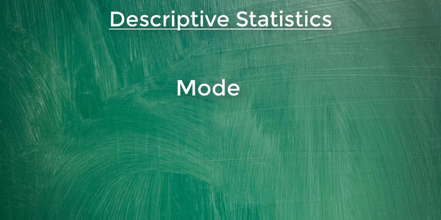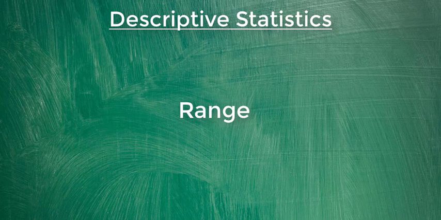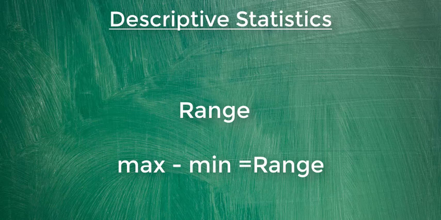Mode. Mode is the number which repeats the most. And mode can be found for both numerical and categorical data. Next is range. Range is the difference in between maximum and minimum value. It is used to know how much our graph is spread. And an outlier, that is an extraneous factor, increases the range.